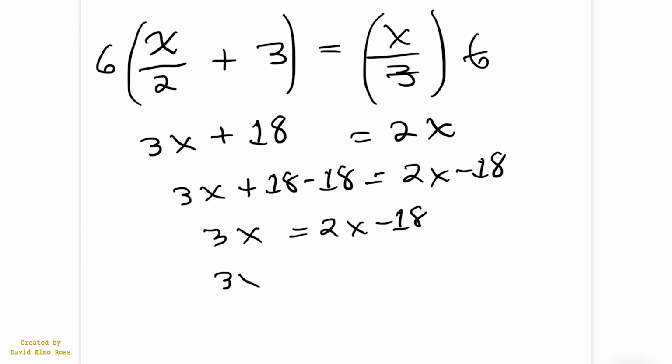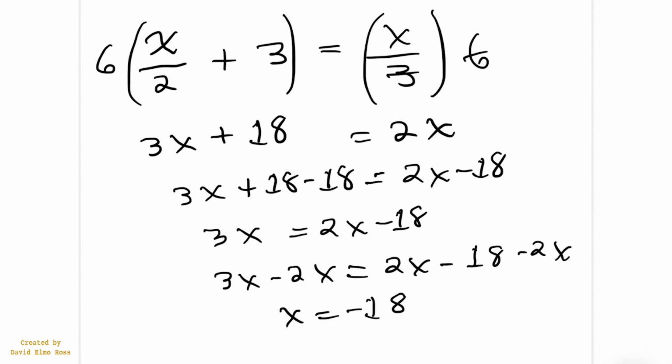And we say 3x minus 2x is equal to 2x minus 18 minus 2x. We end up getting x is equal to minus 18. Now, to make sure that this works, we're going to have to do our check.